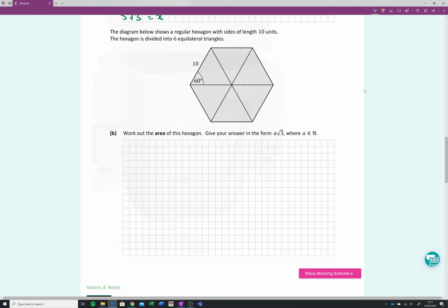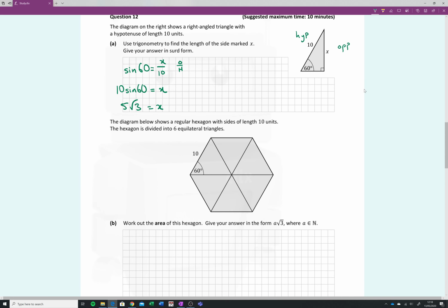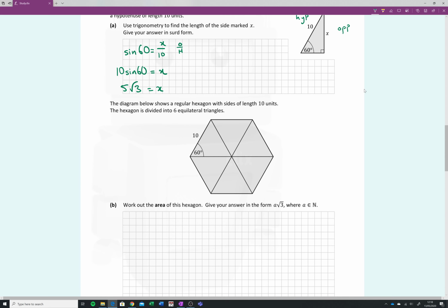Okay, I hope that you were able to do that nice and easy, but this bit, you're going to have to come up with a plan. The diagram below is very much related to the one above it. The diagram below shows a regular hexagon with sides of length 10 units, just like the one above. The hexagon is divided into 6 equilateral triangles. Work out the area of the hexagon, the whole thing.